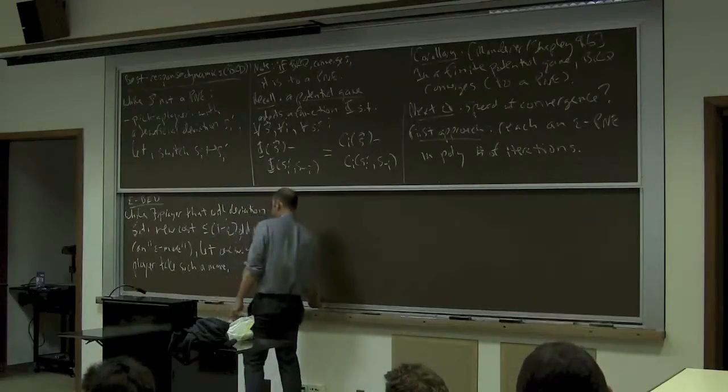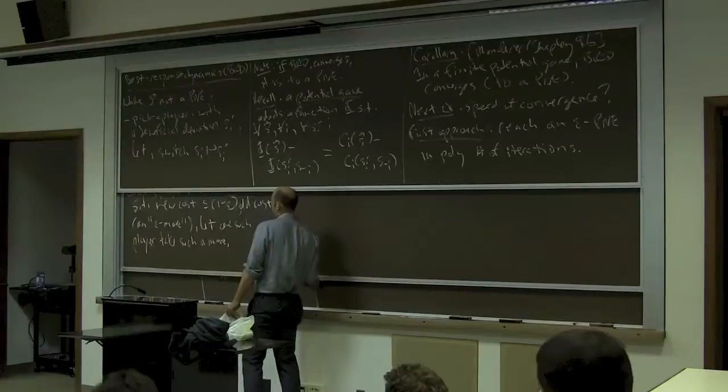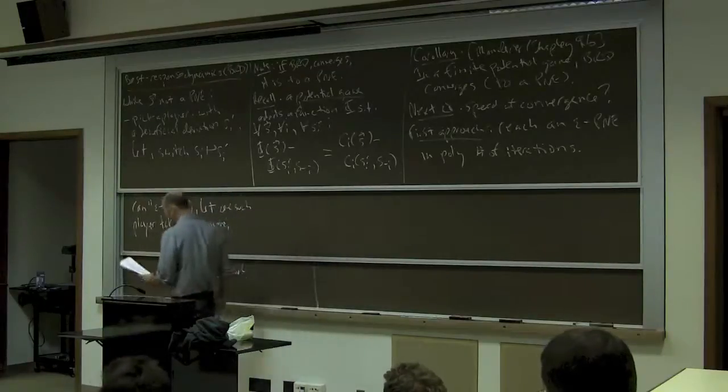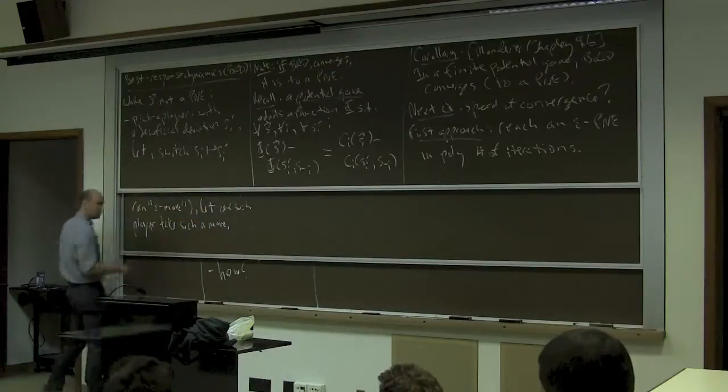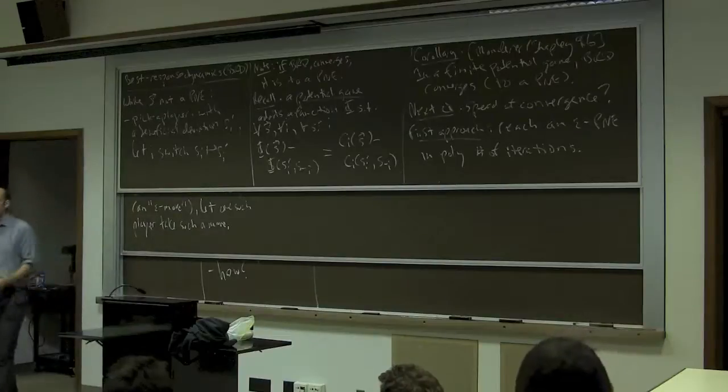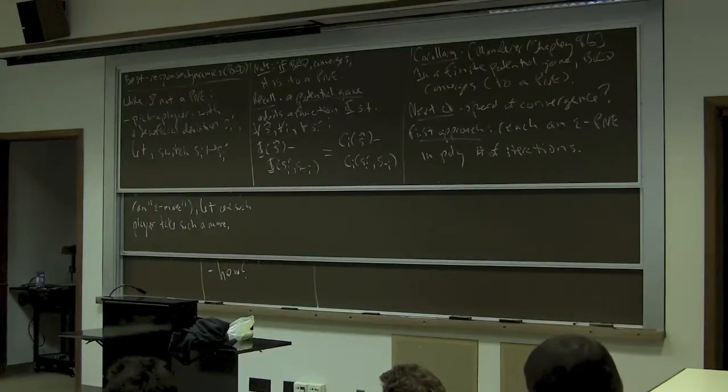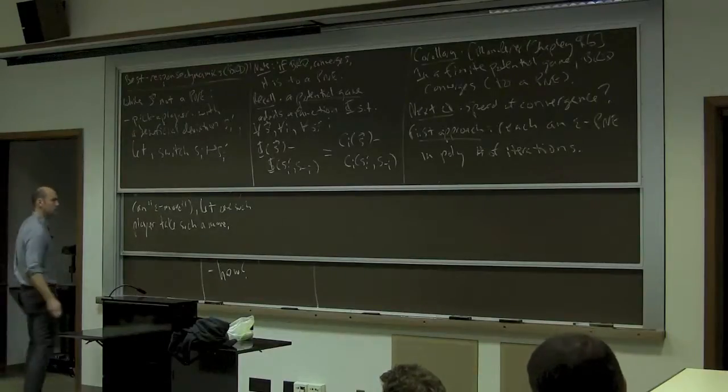Epsilon best response dynamics fits naturally with epsilon pure Nash equilibria, because if this converges, the stopping criterion is that nobody has an epsilon move, so nobody can multiply their cost by 1 minus epsilon or less by deviation. So that's our definition of an approximate Nash equilibrium for today.